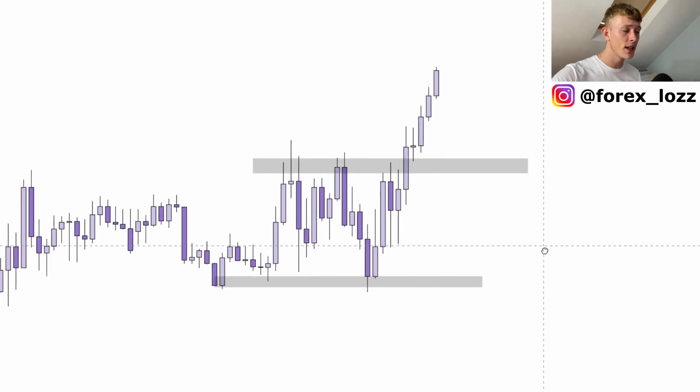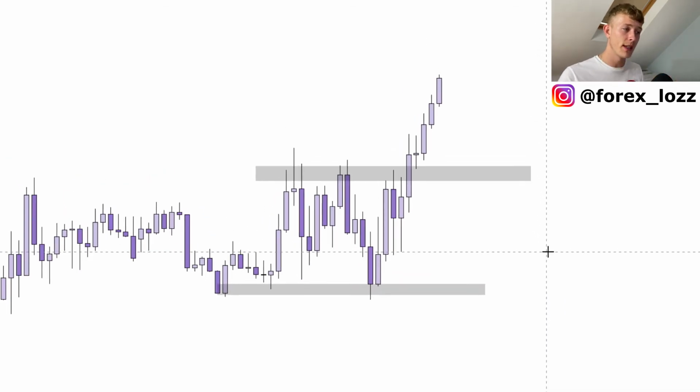So if we know price is in an uptrend now, of course this makes sense as we need to see new higher highs when trading the uptrend. But of course I've always said when we're trading we want to make sure that we're not entering on the push phase, and this is the push phase here, okay?